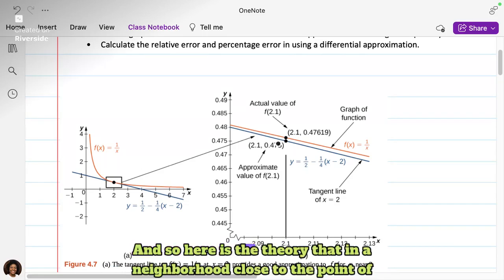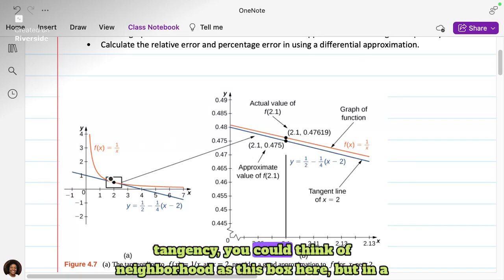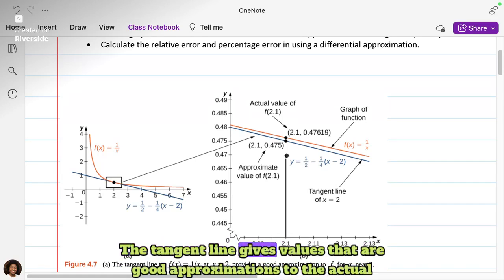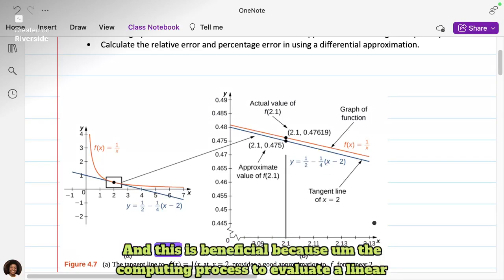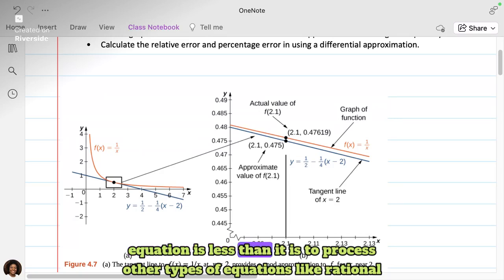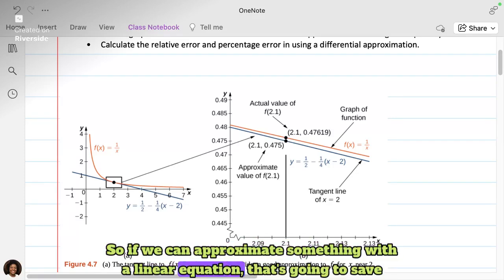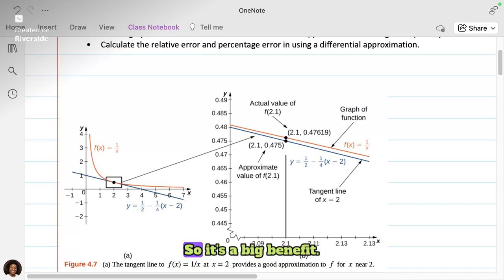And so here is the theory: in a neighborhood close to the point of tangency, you could think of the neighborhood as this box here, the tangent line gives values that are good approximations to the actual function values. And this is beneficial because the computing process to evaluate a linear equation is less than it is to process other types of equations like rational or multi-power polynomials. So if we can approximate something with a linear equation, that's going to save us computing time. So it's a big benefit.